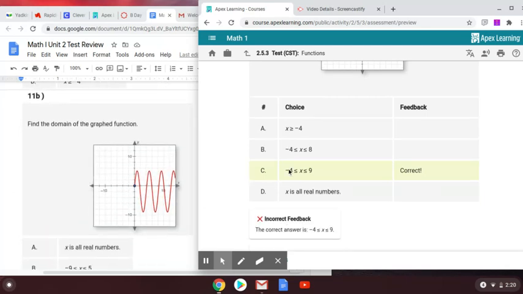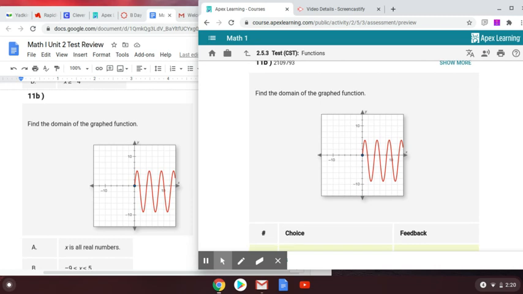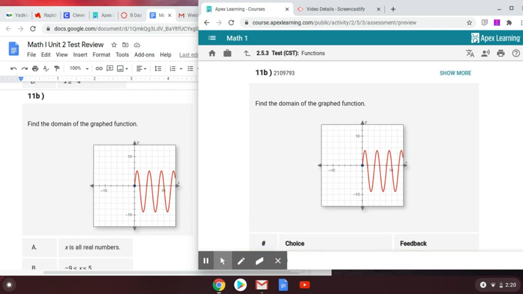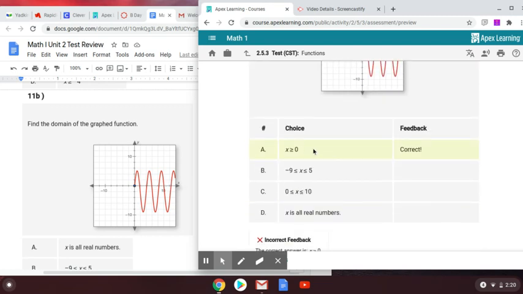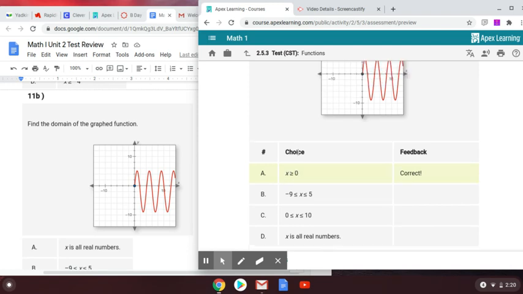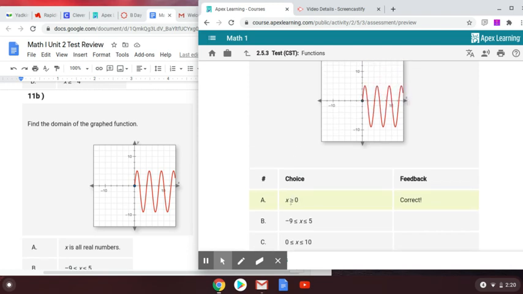11b. Find the domain of the graphed function. The x values, again, it starts here at the 0 and it keeps going, it looks like, for infinity. So here we don't have to use a compound interval notation. We can just say x is everything greater than or equal to 0. Okay.